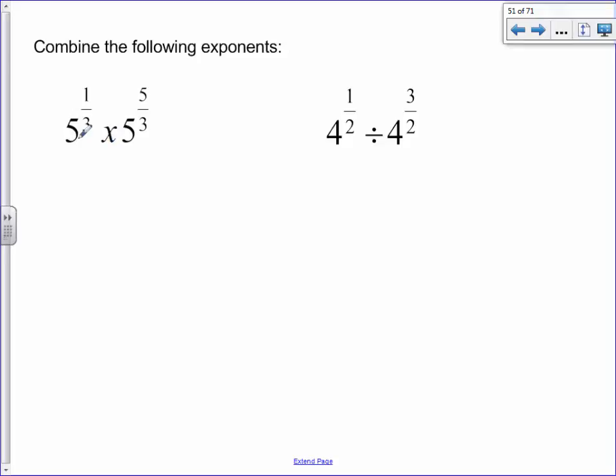What do you do when you multiply if they have a like base? What do you do with the 2 exponents? You add them. So we need to have some pretty good adding skills. So I'm going to do a brief aside here. What is 1 over 3 plus 5 over 3?